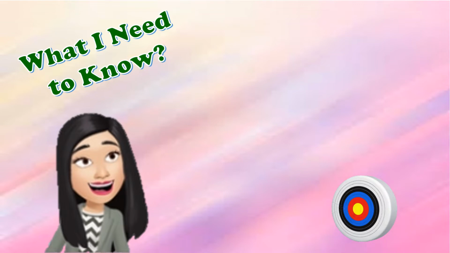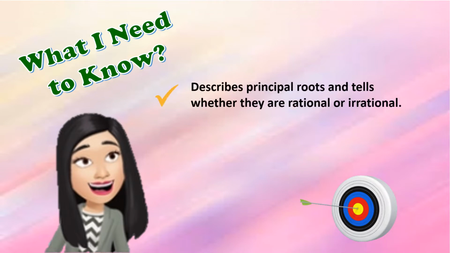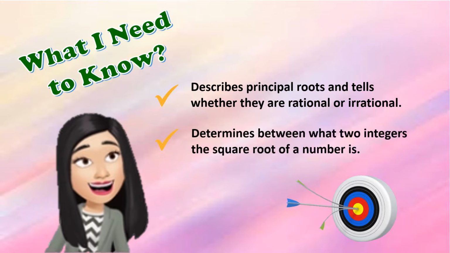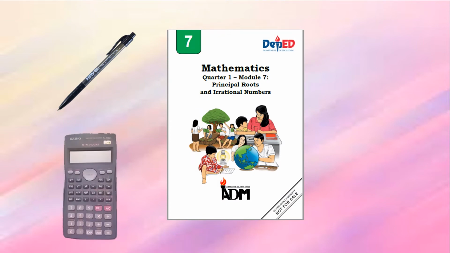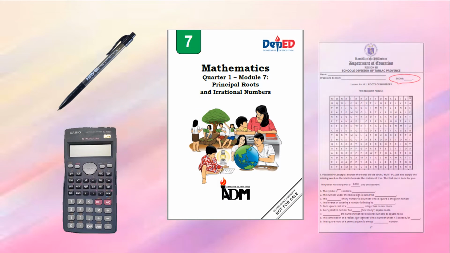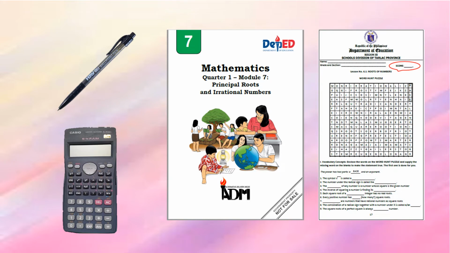Today is a new day to learn how to describe principal roots and tell whether they are rational or irrational, and how to determine between what two integers the square root of a number is. As we start today's discussion, I want you to bring out your ballpen, your self-learning module, your scientific calculator, and your learning activity sheet. Are you ready to have fun while learning? Let's begin!